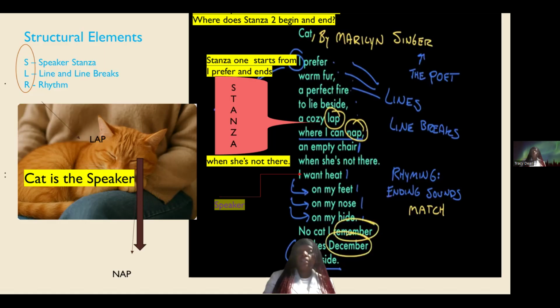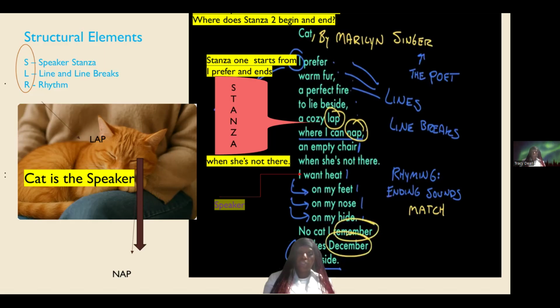What is a line? I prefer is a line. Warm for is a line. A perfect fire is a line. To lie beside is a line. A cozy nap is a line. Where I can nap is a line. Everybody got that? On an empty chair is a line. When she's not there is a line. Everybody got that?